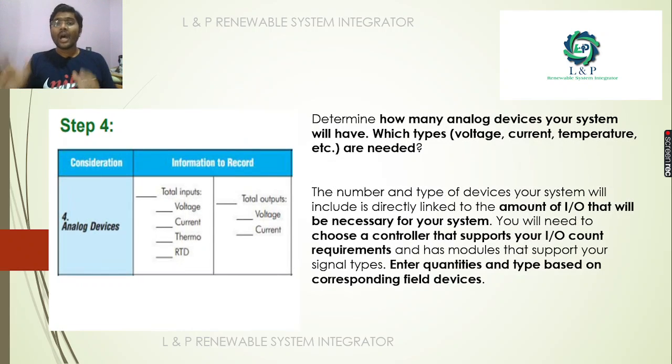The next step is how many analog devices your system will have. There is a possibility for you to measure voltage, current, temperature, pressure, etc. So you need to choose the analog devices for that particular purpose, because for voltage measuring we need a separate input device, for current measuring we need a separate device, for temperature measuring we need a sensor, and for RTD we have a different purpose. So all these input devices you need to choose wisely, and for that you need to choose your controller wisely.